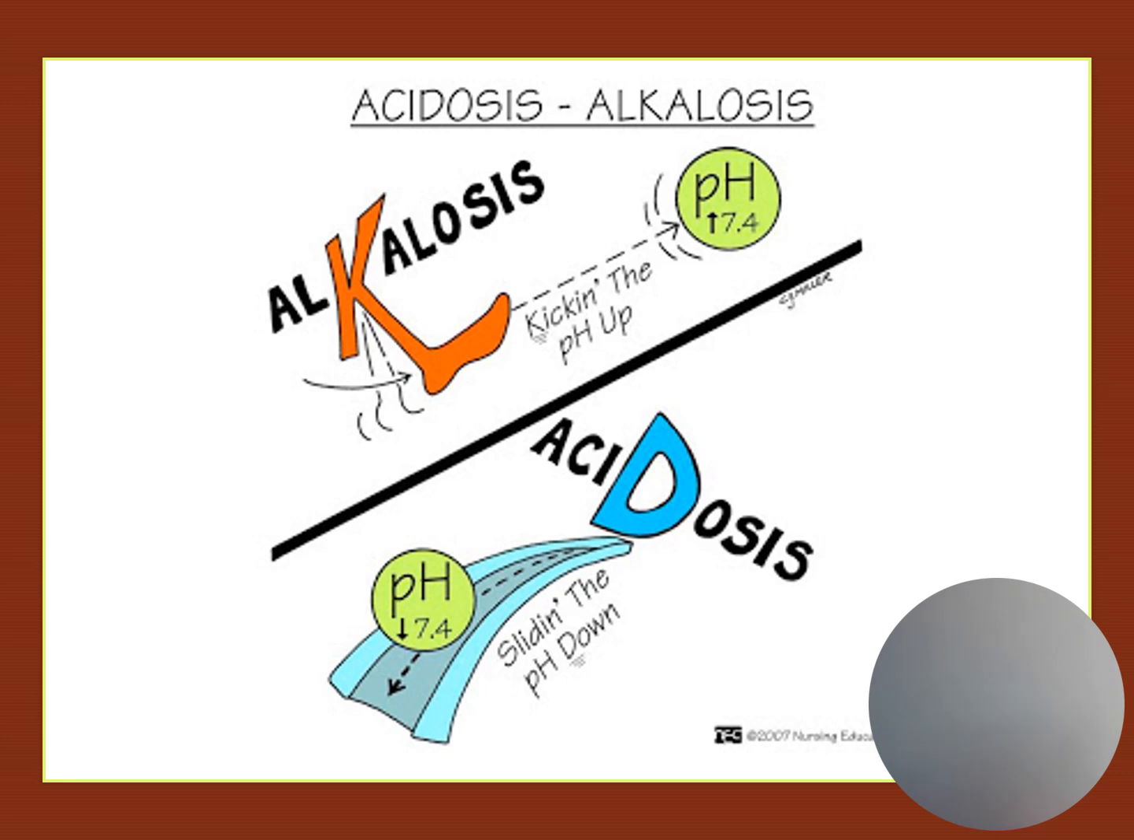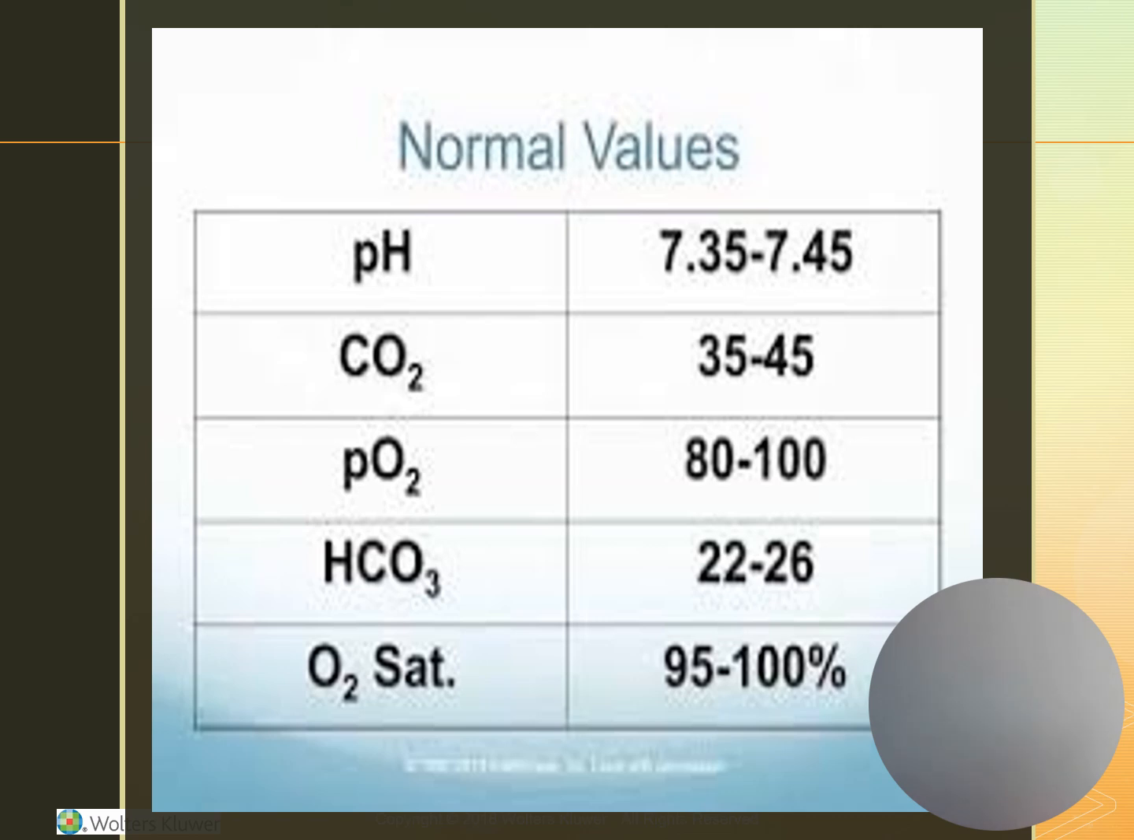And a little mnemonic to help you remember that with alkalosis, our pH is going to go up, and with acidosis, it's going to go down. These are the normal values that you need to be familiar with when you're determining acid-base imbalances. It is very important to understand how to determine if we have metabolic or respiratory acidosis or alkalosis. So we're going to look at the pH, the CO2, and the HCO3, or the bicarb. Those are the three that you need to memorize.